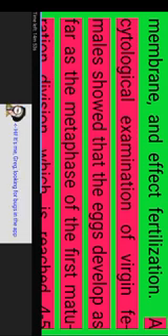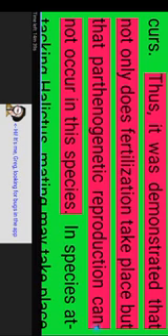A cytological examination of virgin females showed that the eggs develop as far as the metaphase of the first maturation division, which is reached 4 to 5 days after extrusion of the cephalothorax. This condition is maintained for 10 to 14 days, after which degeneration occurs. Thus, it was demonstrated that not only does fertilization take place but that parthenogenetic reproduction cannot occur in this species.